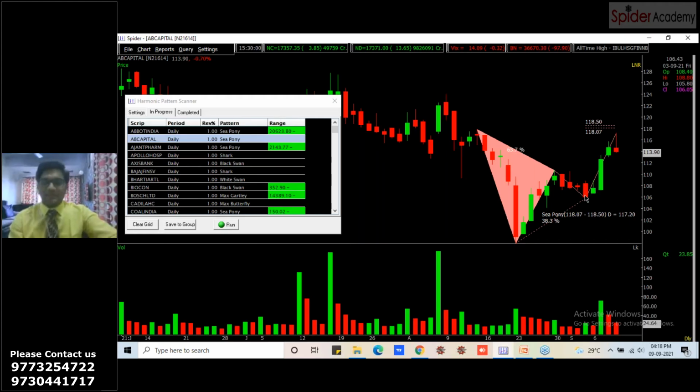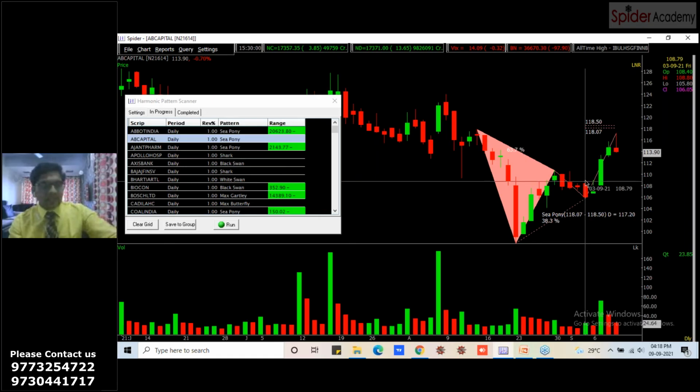Here we can see, if we take a trade above this particular high, we can go long with projected targets of 118 and 150, 18.50, with a stop loss at this low, that is 105. Our entry will be roughly above 109.